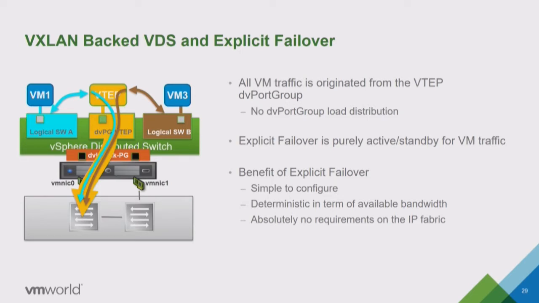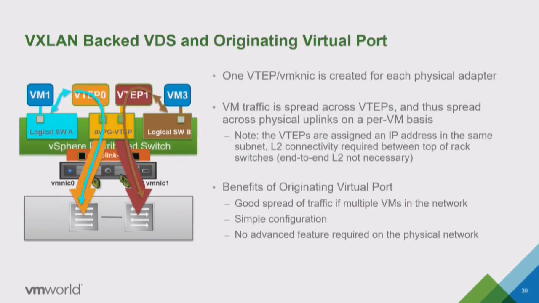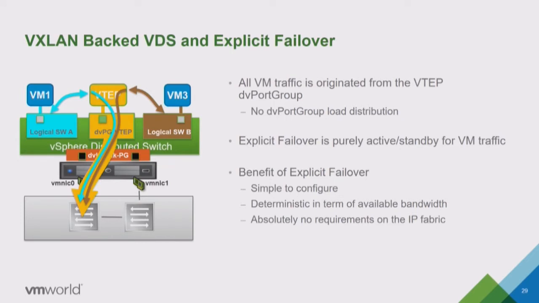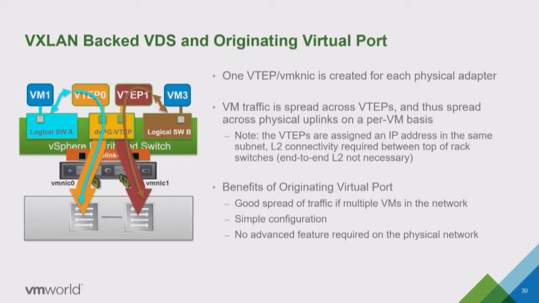Now, let me go back. How many VTEPs? 1. How many VTEPs here? 2. Why? Because if you have 2 physical interface cards and you choose the originating virtual port ID mechanism for spreading your traffic, NSX is going to create one VMkernel network interface card for each physical network interface card. Why? Because it's going to map it one-to-one. So you could potentially start using 2 VXLAN tunnel endpoints to encapsulate and decapsulate. So this is very important.